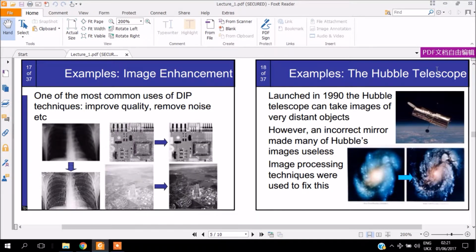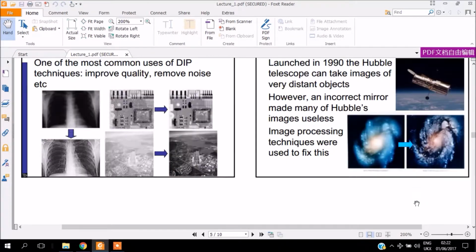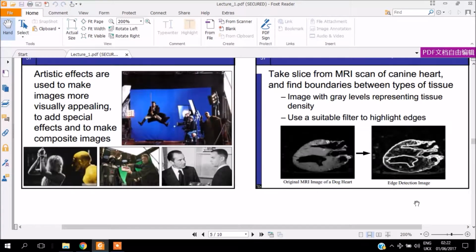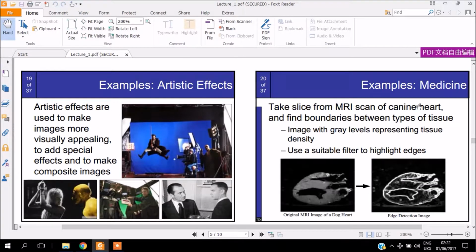For example, the second example is the Hubble telescope. We can see that this is the image that we got from the Hubble telescope. We applied some digital image processing techniques and we fixed it to make it more visible and understandable for us and for machines. Number 3, artistic effects. For example, in movies and in such, we use digital image processing to make images more visually appealing or to add special effects.